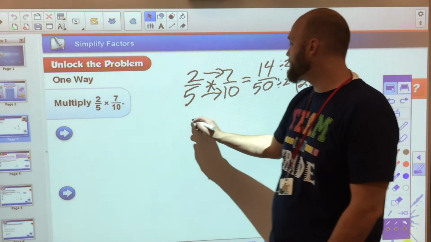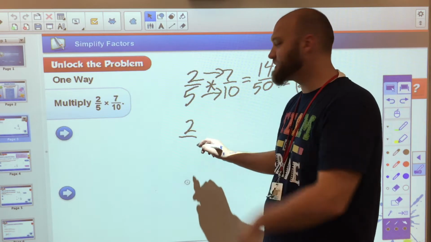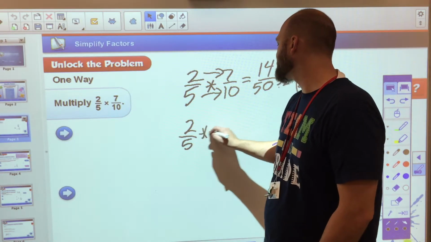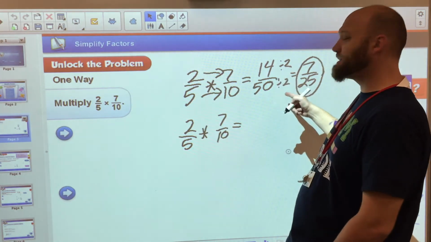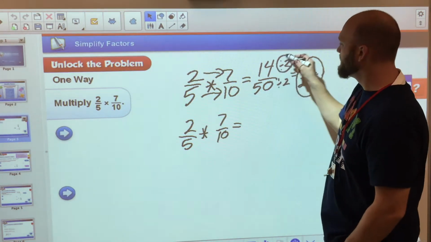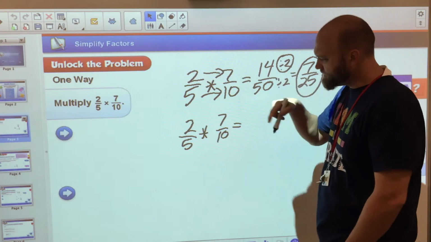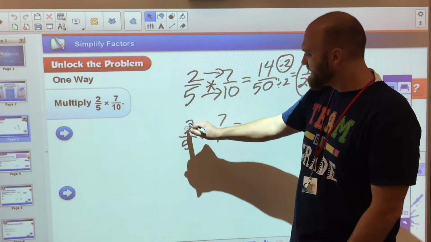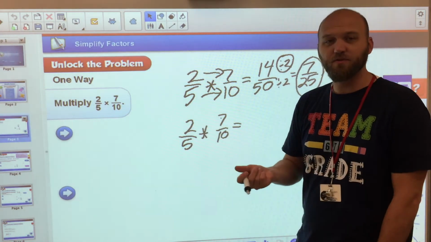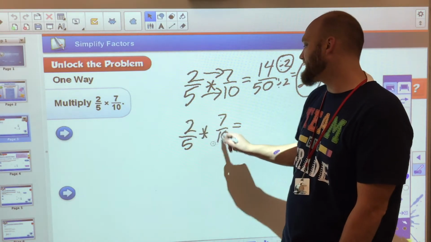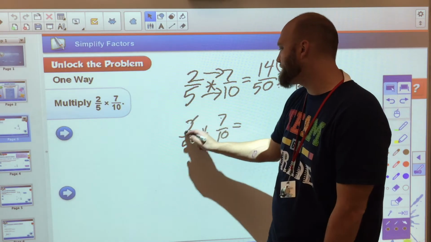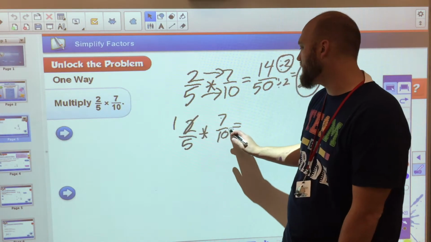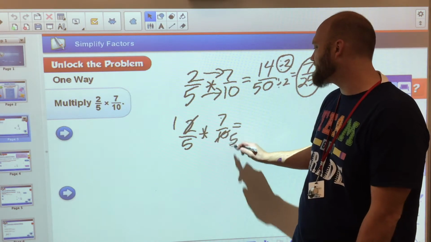Or I could choose, we'll do the exact same problem, just a little lower, 2/5 times 7/10. Instead of multiplying and then simplifying, here I'm dividing by 2. You see that right there? So instead, I can look and see that I can't have any common factors between 5 and 7, but I do between 10 and 2. And the greatest common factor between 2 and 10 is 2. When I divide 2 by 2, I get 1. When I divide 10 by 2, I get 5.